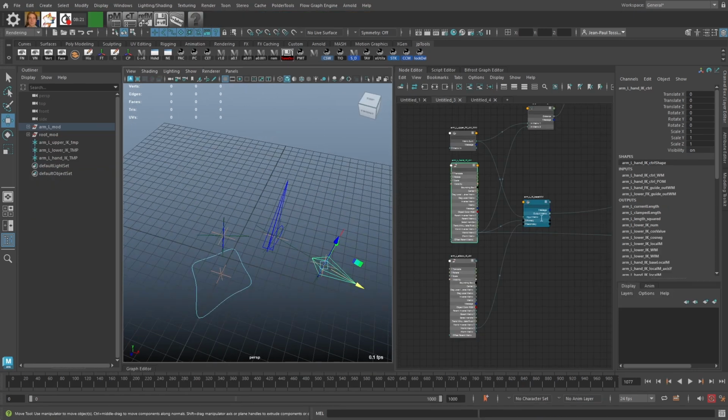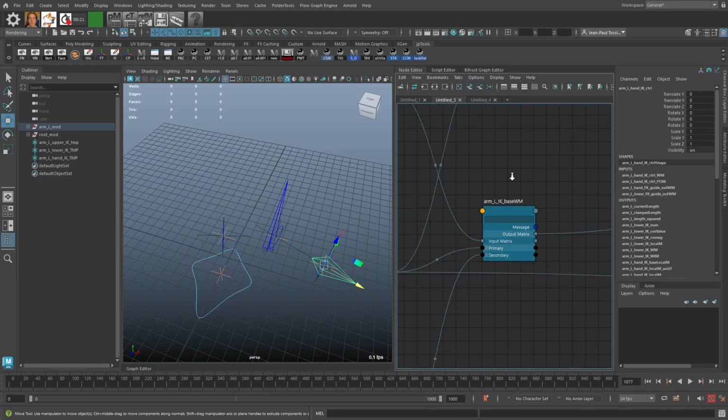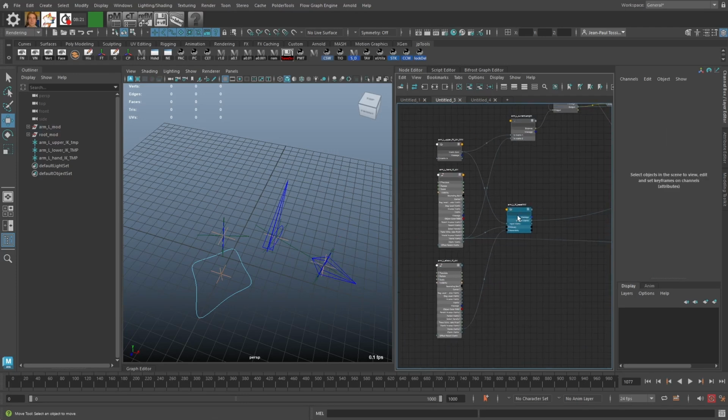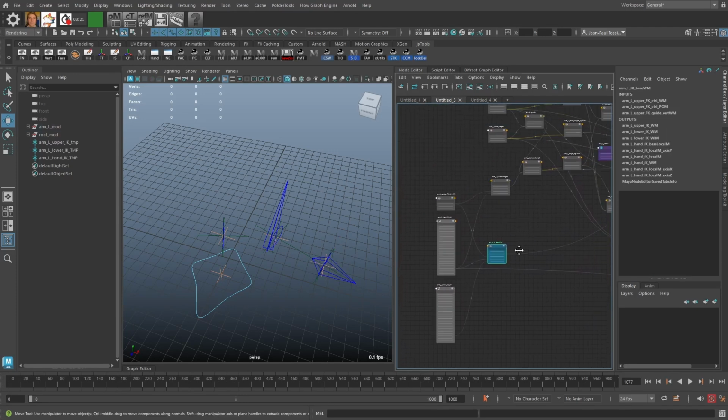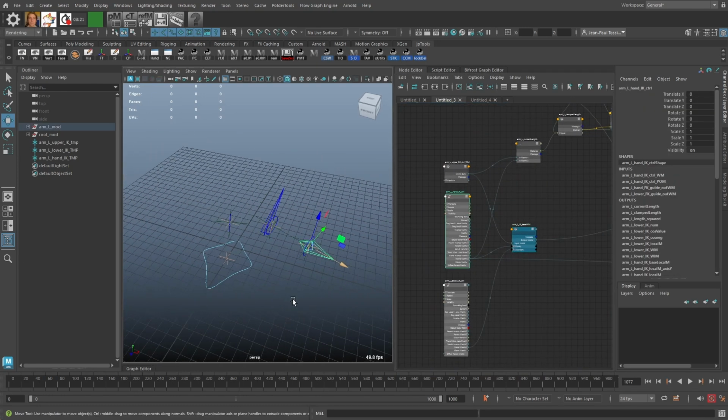Okay, as a last detail, I renamed the aim constraint to be the arm base world matrix node, so that it is clear what it does. The rest of the nodes were nicely named already. And now we have a functioning IK control rig.